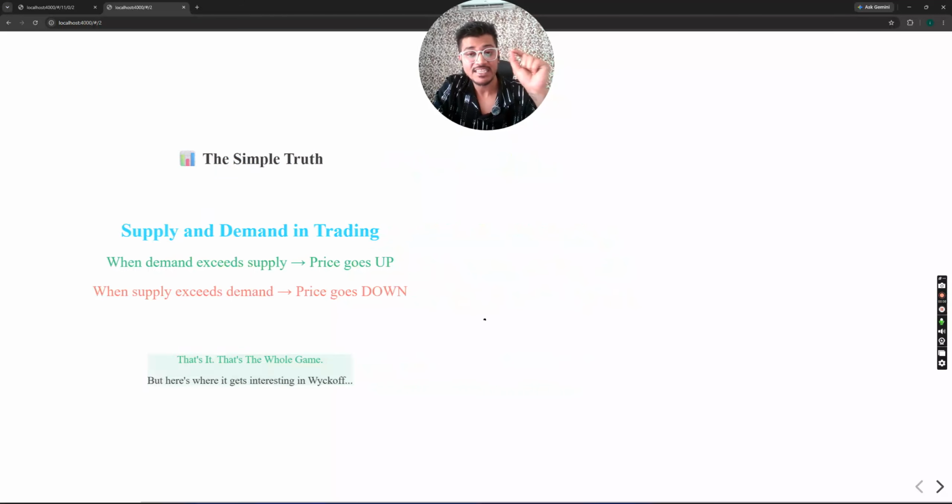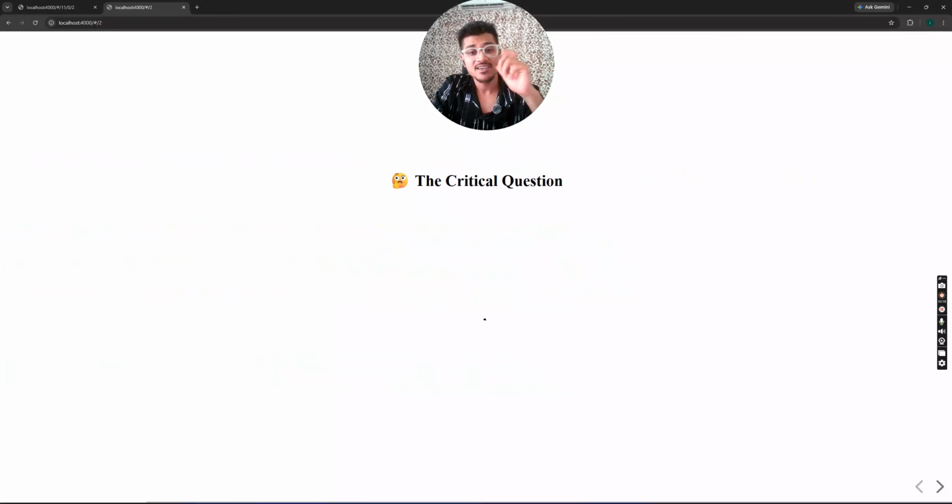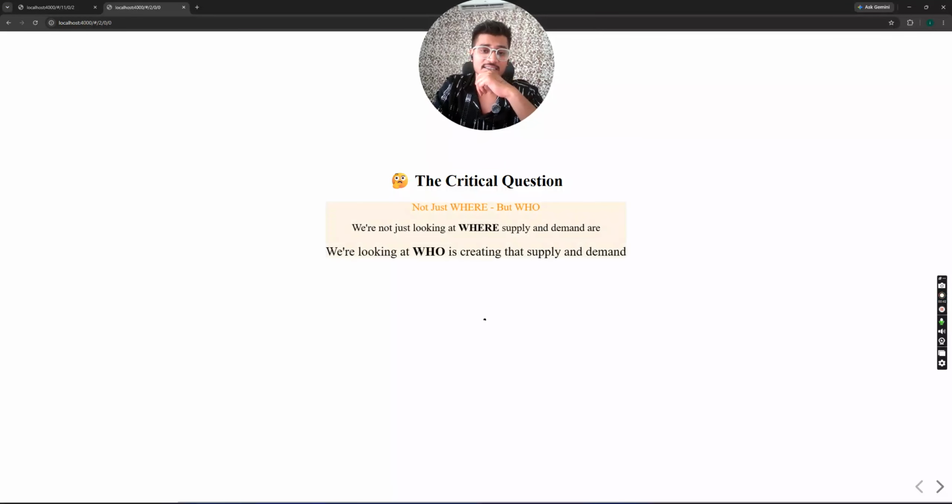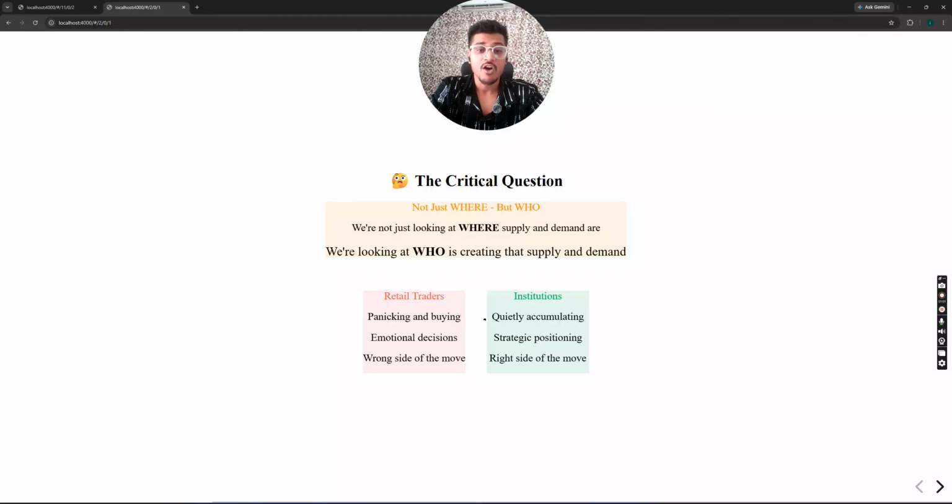But here's where it gets interesting in Wyckoff. The critical question you might be asking is, not just where, but who. Who is creating that demand, who is creating that supply? We're not just looking at where supply and demand are, we are looking at who is creating that supply and demand. Now retail traders are panicking and buying, making emotional decisions, on the wrong side of the move. But on the institution side, they are quietly accumulating, strategically positioning themselves, and they are on the right side of the move.